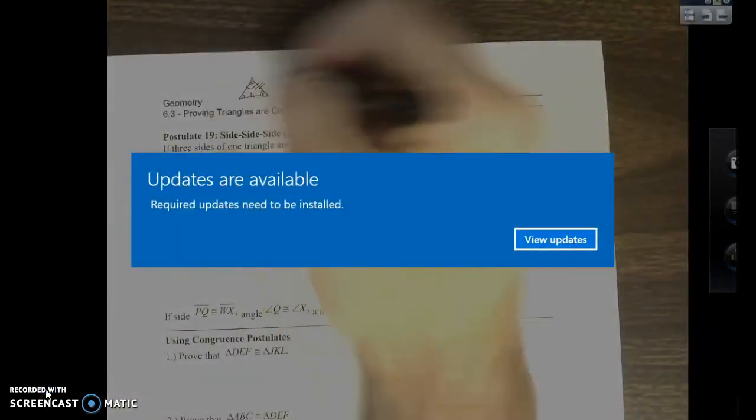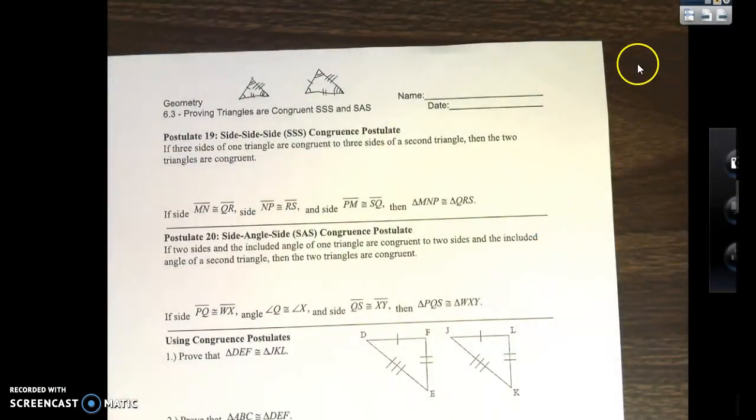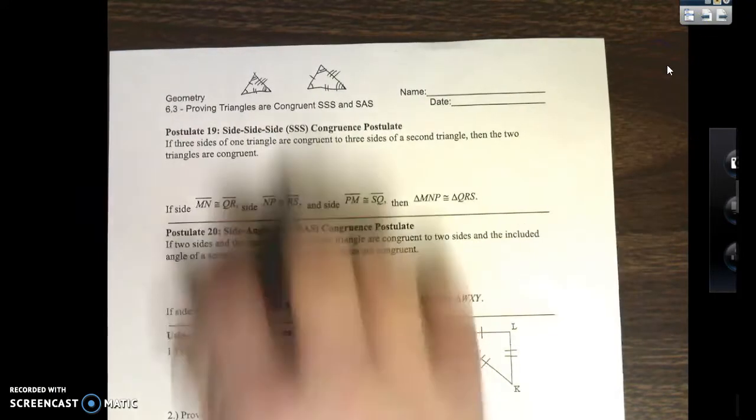Oh no. Are we updating right now? That's funny because I don't update. I've been doing that for like 2 years.